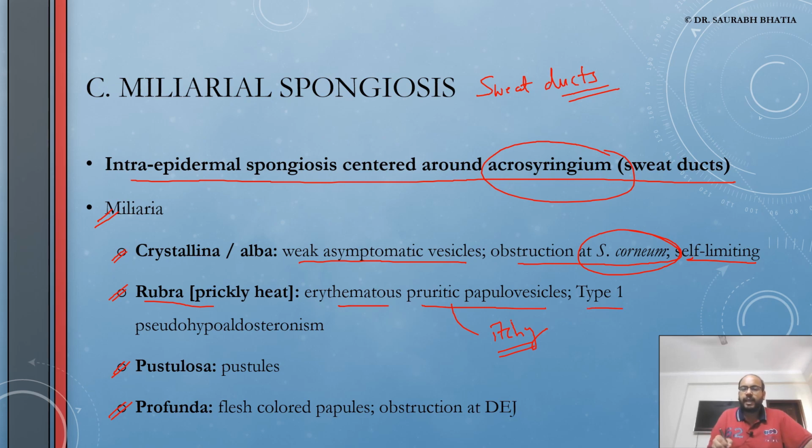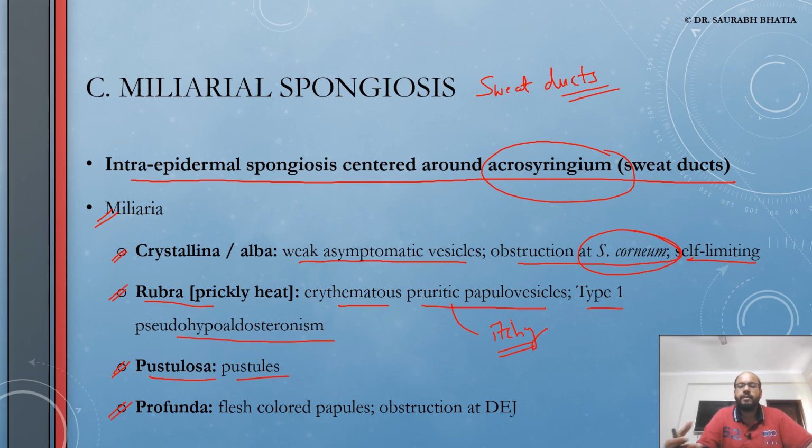The third type is miliarial spongiosis, where the spongiosis is around the sweat ducts. So intraepidermal spongiosis centered around the sweat ducts. Acrosyringium is the name that we use for sweat ducts. And clinically, we see it in a group of disorders known as miliaria.